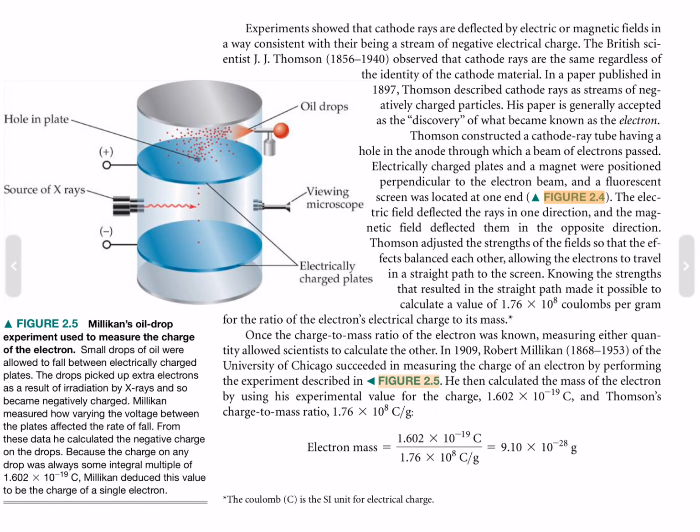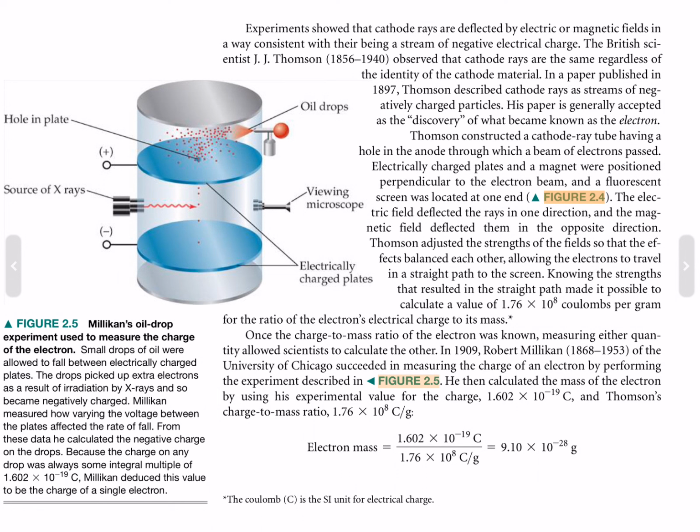Experiments showed that cathode rays are deflected by electric or magnetic fields in a way consistent with there being a stream of negative electrical charge. British scientist J.J. Thomson observed that cathode rays are the same regardless of the identity of the cathode material. In a paper published in 1897, Thomson described cathode rays as a stream of negatively charged particles. His paper is generally accepted as the discovery of what became known as the electron.